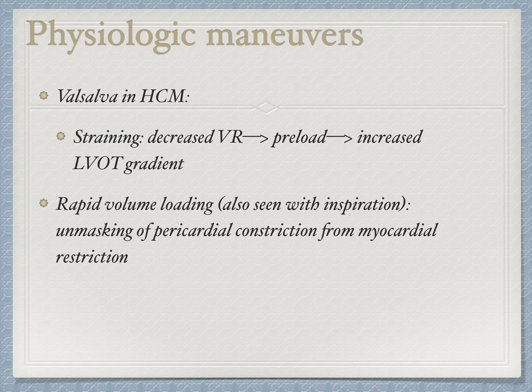What about physiologic maneuvers in hypertrophic cardiomyopathy? When you are straining, in the straining phase, there is a decrease in venous return. This decreases preload. And as a consequence, the left ventricular outflow tract gradient will increase. Then there are other options here with rapid volume loading, also seen with inspiration. You can volume load this patient, or you could make this patient inhale profoundly and see the hemodynamic changes. This can unmask pericardial constriction from myocardial restriction.